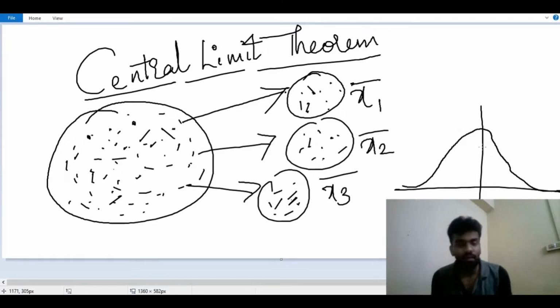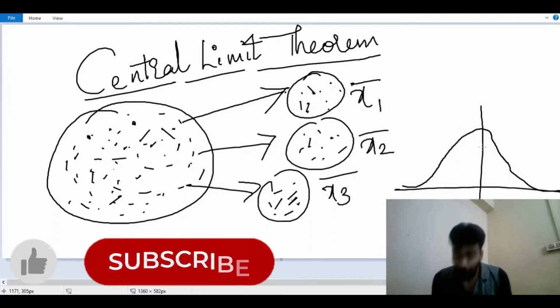What's the use for us? If you apply the central limit theorem to any problem, what's the advantage of that? We'll discuss that. But before that, we want to see the rule of thumb for this central limit theorem. Rule of thumb in the sense, what are the conditions you want to keep in mind when you're performing this analysis, right?